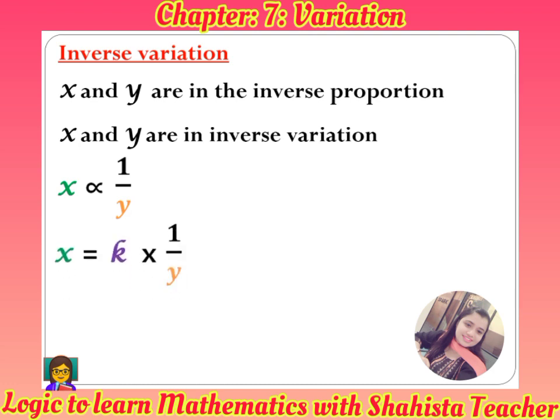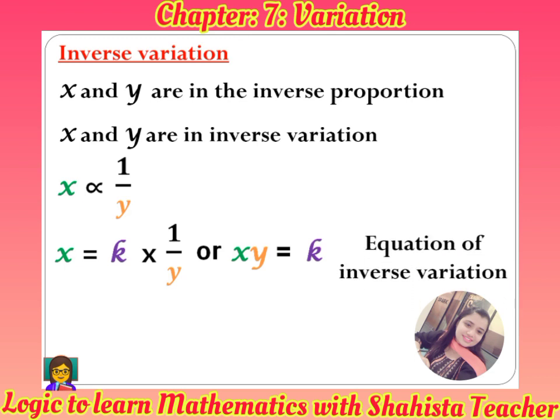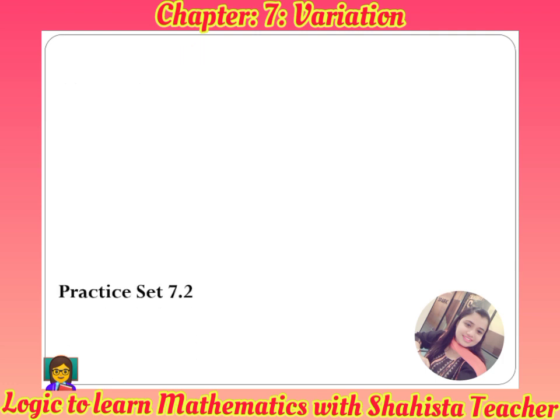So x is equal to k multiplied by 1 upon y. This is the equation, or we can say x into y is equal to k. Both cases we can use, both are right. So this is the equation of inverse variation. Here k is constant, x into y is equal to k, or we can write k is equal to x into y. Simply we have to do cross multiplication, so x will multiply by y and we keep this k outside.